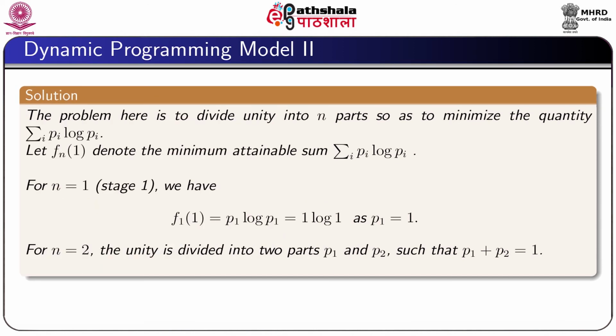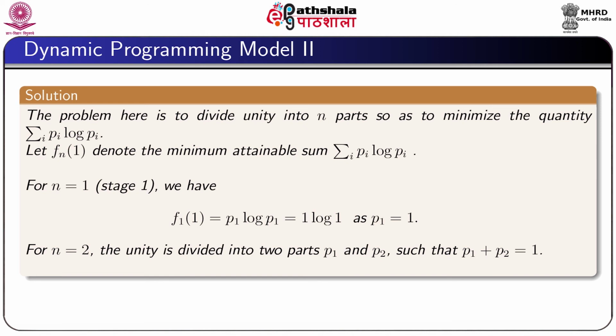The problem here is to divide unity into n parts so as to minimize the quantity sigma pi log pi, where i takes values from 1 to n. Let fn(1) denote the minimum attainable sum sigma pi log pi. Then for n equal to 1, that is in stage 1, we have f1(1) equal to p1 log p1, which is equal to 1 log 1.